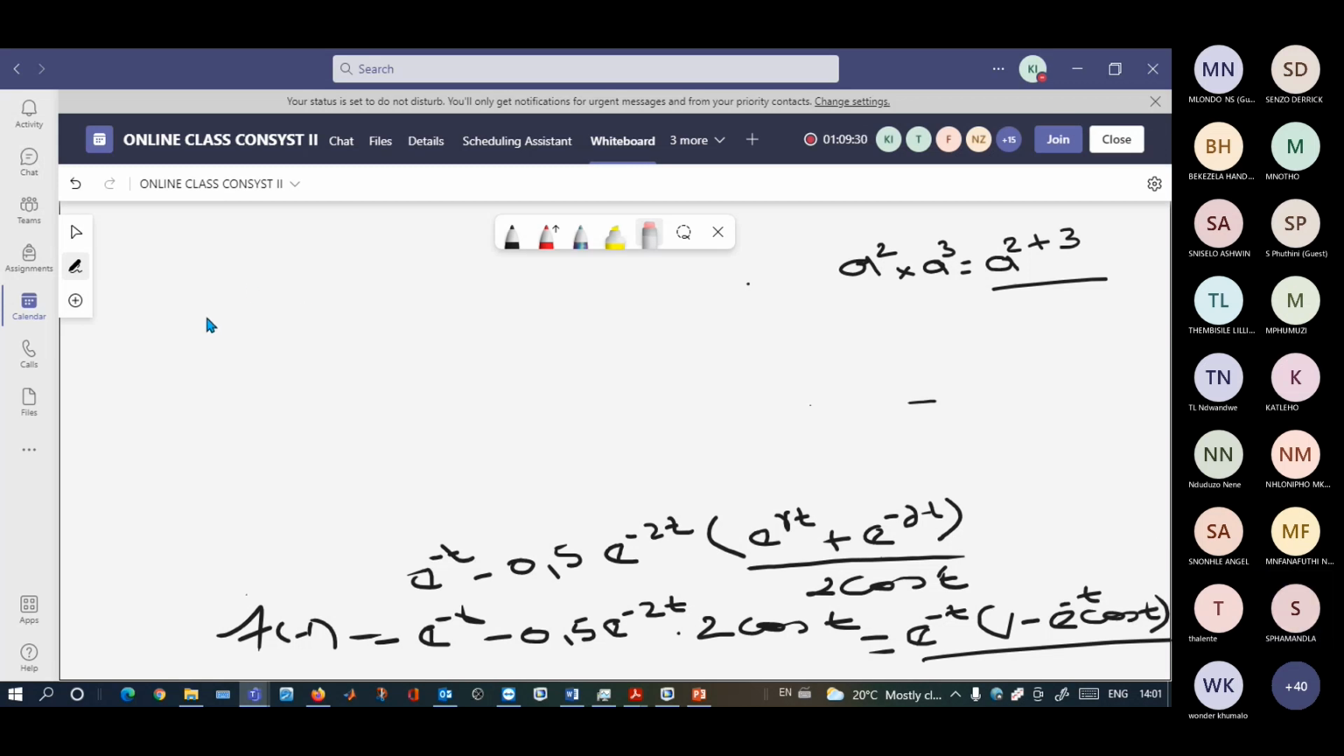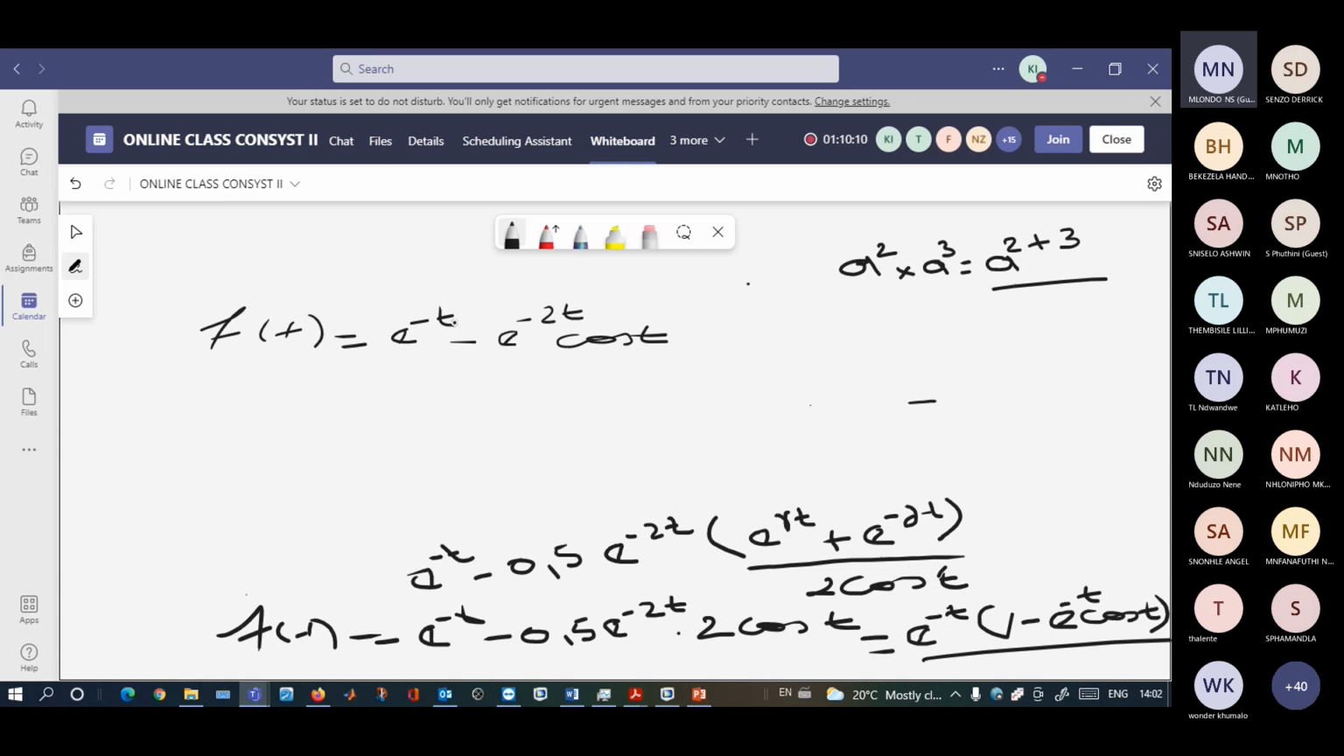Here we have, let's put this one. F of t is equal to e minus t minus 0.5 times 2 is equal to 1, right? It's going to be minus e minus 2t cos t. Are we together here, right? Yes, sir, now you can see.